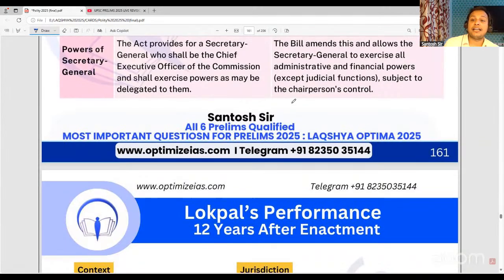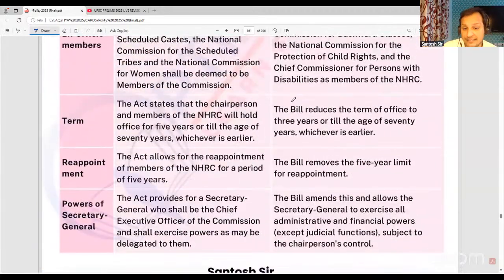Now, can anybody tell me? NHRC. Yes, Paris Principles. NHRC Paris Principles are in news. Very important. Retired Supreme Court judge. Very, very important.